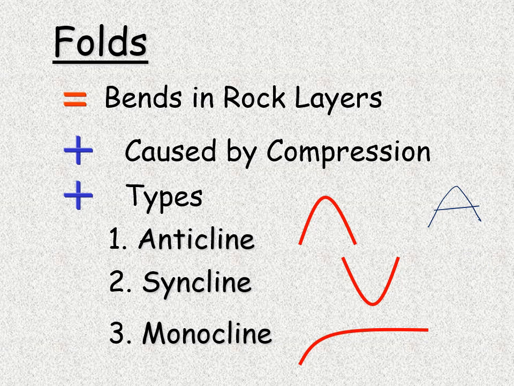Cline refers to inclination, and inclination actually technically refers to the dip. So the anticlines dip outwards from the center. Synclines dip inwards towards the center. And monoclines have only one dip, only one side dips, and the other side is horizontal. That's how you identify these three different types of folds.